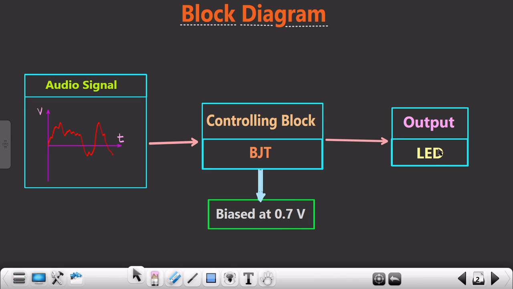Then obviously we need to see the output with the help of an LED. So this is how the block diagram will look. Let me proceed further.